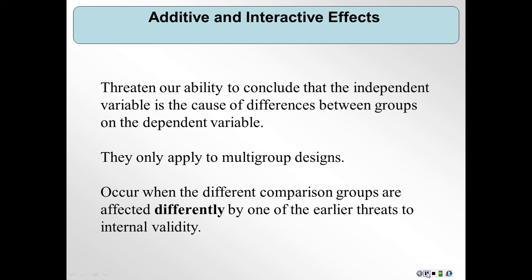For example, just a couple of them. A selection history effect occurs when an event occurring between the pretest and post-test differentially affects the different comparison groups. Selection maturation effects occurs if the groups mature at different rates, and so forth. You should now be able to construct similar examples demonstrating things such as the selection testing effect, the selection instrumentation effect, and the selection regression artifact effect. Remember that the key for the selection effects is that the groups must be affected differently by a given particular threat to internal validity.